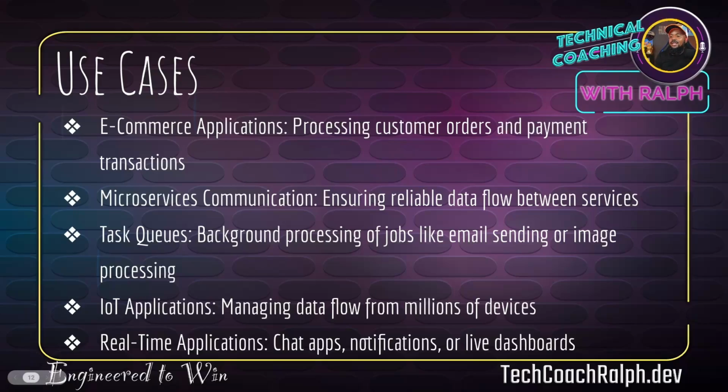And then we have Internet of Things applications, managing data flows from millions of devices. So think about devices like Alexa, Apple Home, or let's say your cell phone, and you're making requests to it. It's managing that data flow from millions of different devices, right? And then real-time applications like chat apps, notifications, or live dashboards, so these updates can happen.